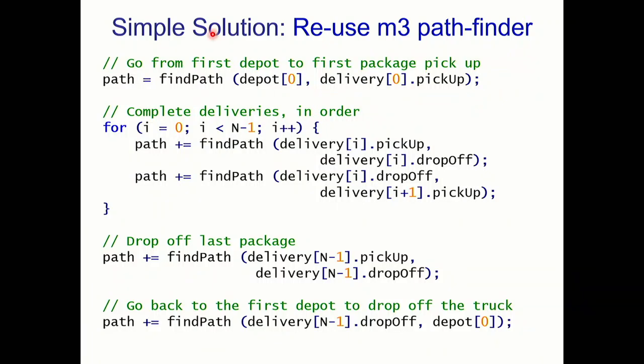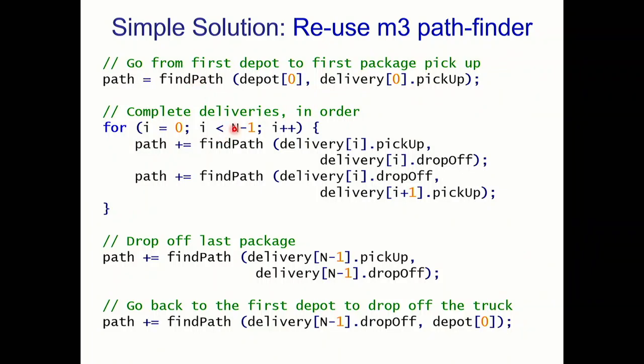This is just a very simple solution. I'm going to go from the first depot to the first package to pick up. So even if I'm given multiple depots, I'm just going to ignore all of them and take the first one. This is where I'm going to start. And then I've decided to choose just the first delivery, in the order that they are given to me, to pick up first. And then I'm calling here the find path. This is the pathfinder function that you're developing in milestone 3.